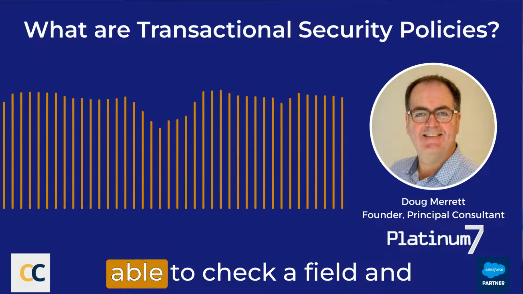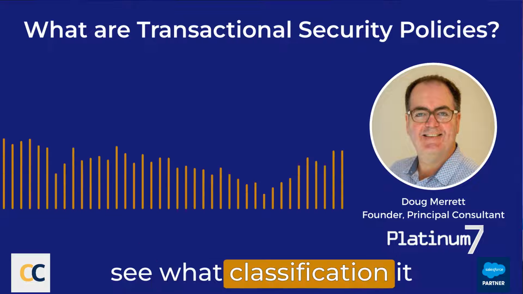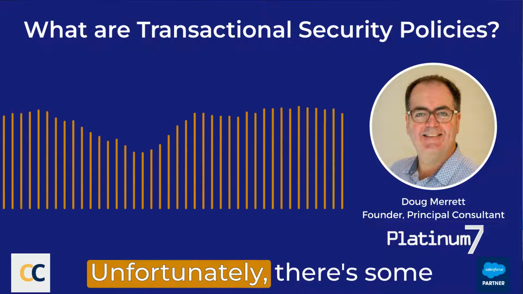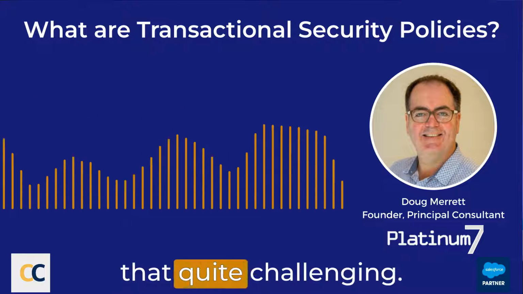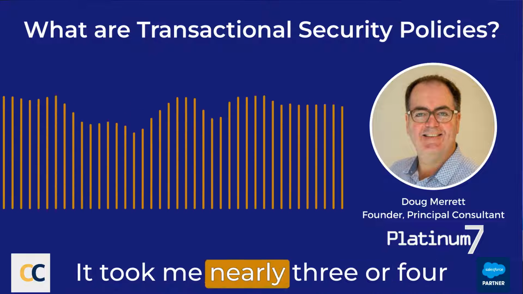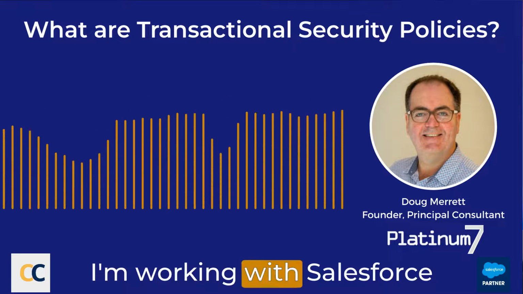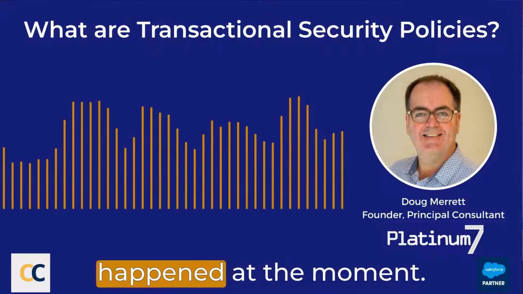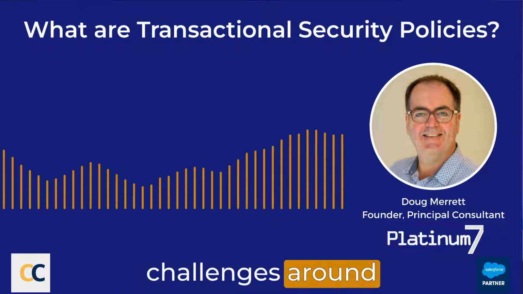Now you'd think that being able to check a field and see what classification it is would be very simple. Unfortunately, there's some issues with Salesforce internally that makes that quite challenging. I managed to work around it. It took me nearly 3 or 4 weeks to get that worked out. I'm working with Salesforce to try and correct these issues, but it's not happened at the moment. So there's interesting challenges around making this work properly.